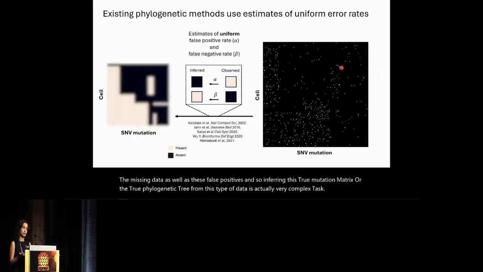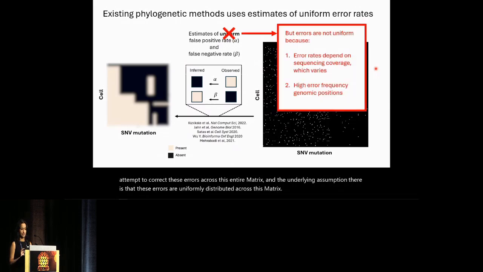But of course, this is not a new problem, and several existing phylogenetic methods are able to reconstruct the tumor phylogenetic trees and mutation matrices by integrating estimates of the uniform false positive and false negative error rates. So they attempt to correct these errors across this entire matrix. And the underlying assumption there is that these errors are uniformly distributed across this matrix.